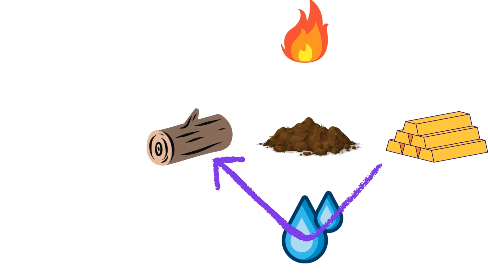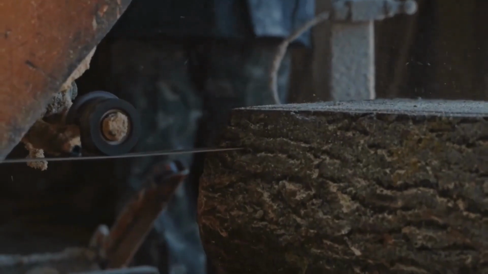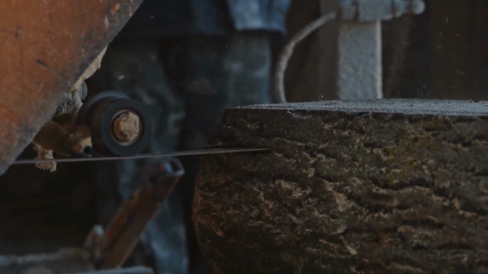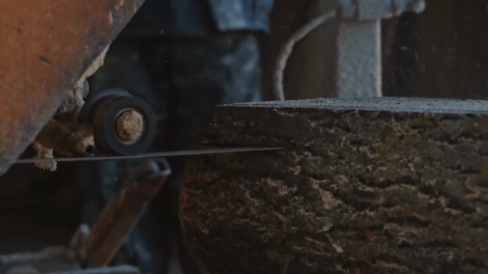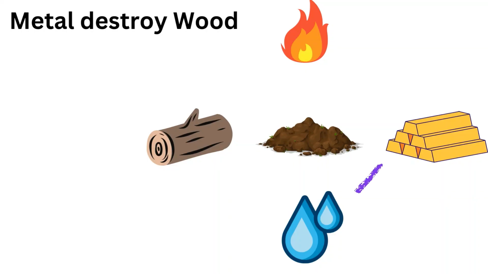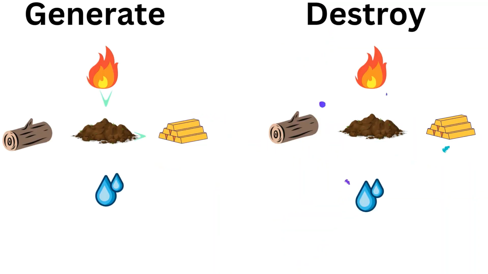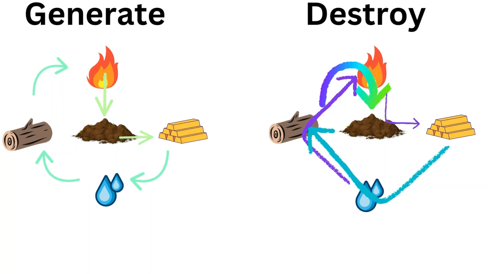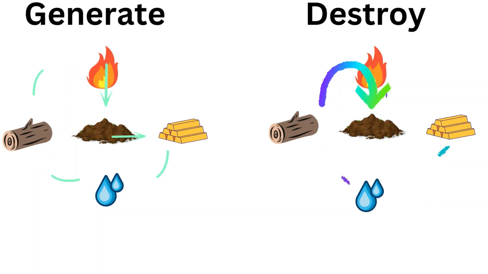How about metal destroy wood? Whether in the past or the present, axes and sawmills are the useful tools to cut wood and timber. Thus, metal destroy wood. The idea of generate and destroy is pretty straightforward. It addresses the orderly function of our ecosystem.